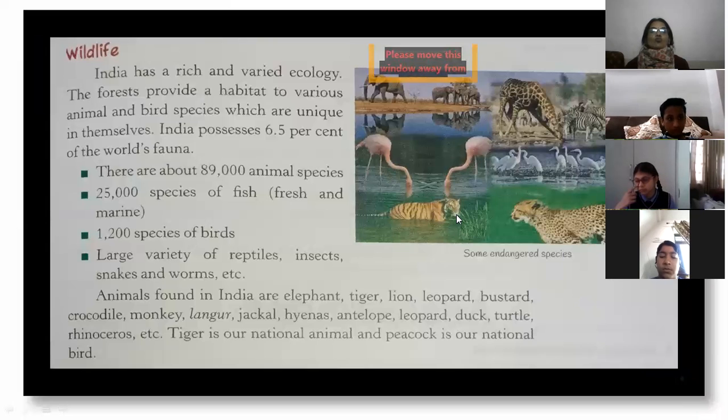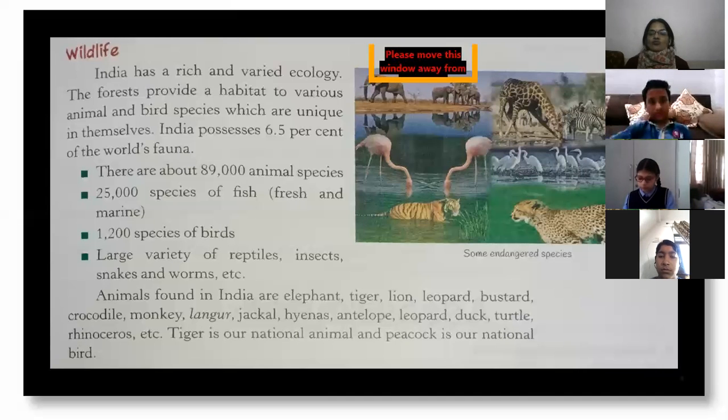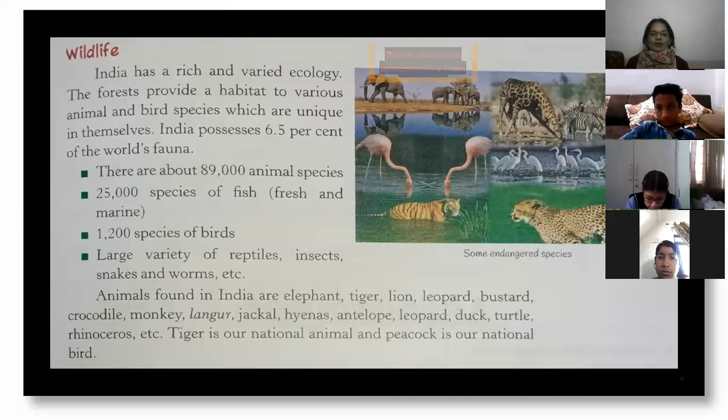Now we move towards wildlife. Wildlife means the wild animals. India has a rich and varied ecology. Ecology means the ecological environment. These forests provide habitat to various animal and bird species which are unique in themselves. As we have a large scale of forest, you all know that wild animals and birds can survive in the forest only. And different types of forests are found, so we have different types and varieties of wild animals and birds.